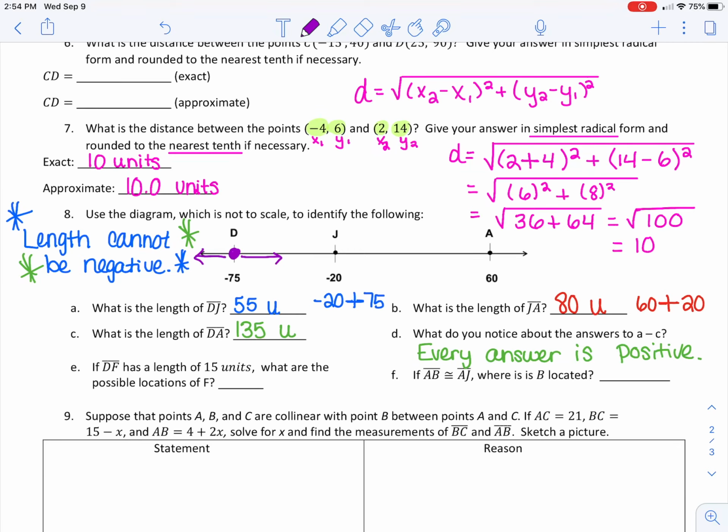So if I'm at negative 75 and I add 15, I end up at negative 60. So around here is going to be negative 60. That's one location that F could be at. The other location is if I'm at negative 75 and I subtract 15. That means I'm going to be over here, around negative 90.